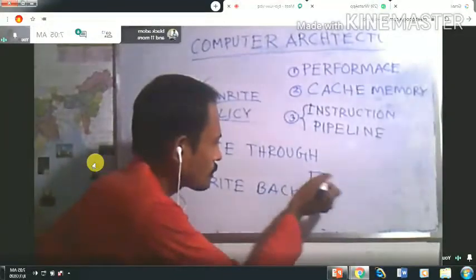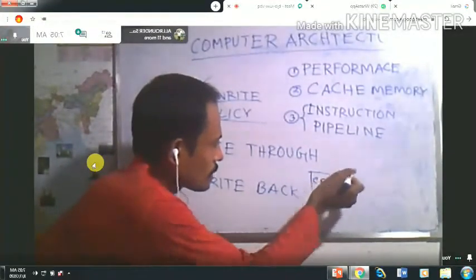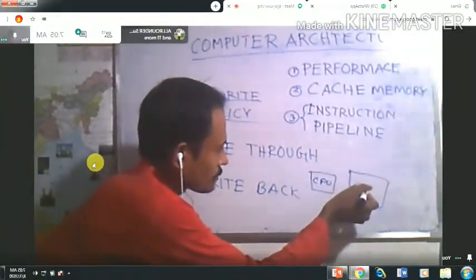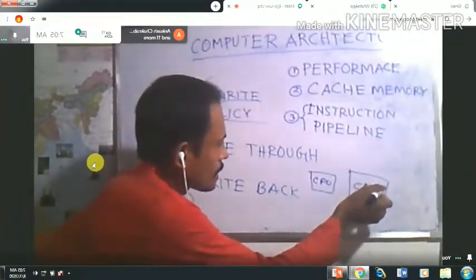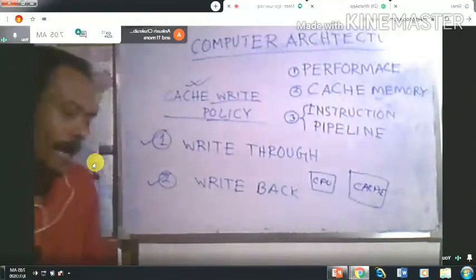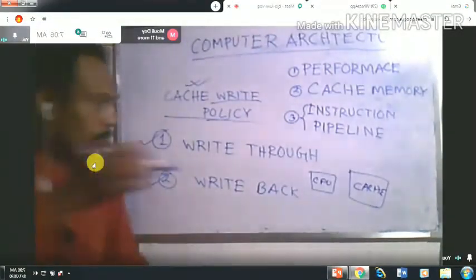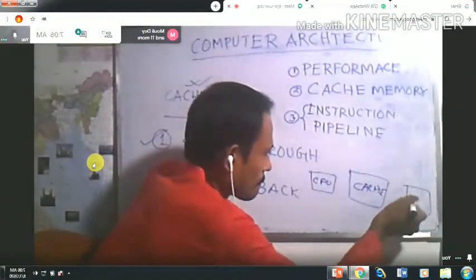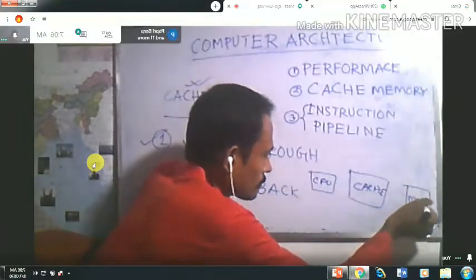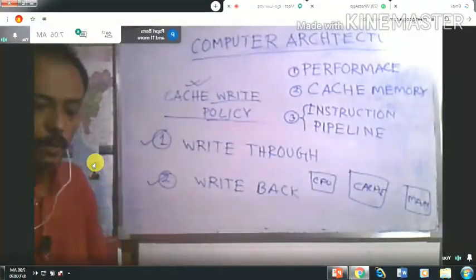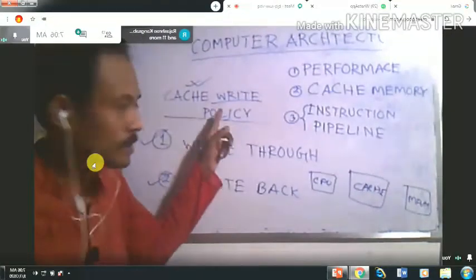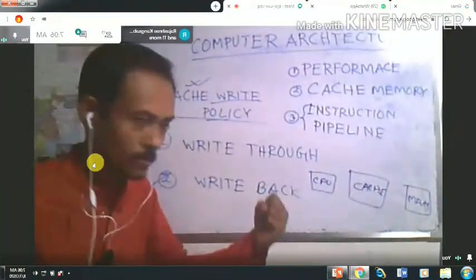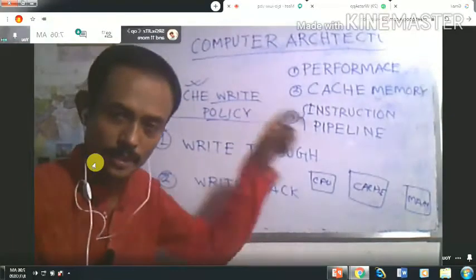Suppose this is your CPU. Suppose this is your cache memory. And this is your main memory. So now what will happen? These are the write policies. You have to know this is the write policy, not the read policy. How the data will be read, that's not the policy, it's the write policy.